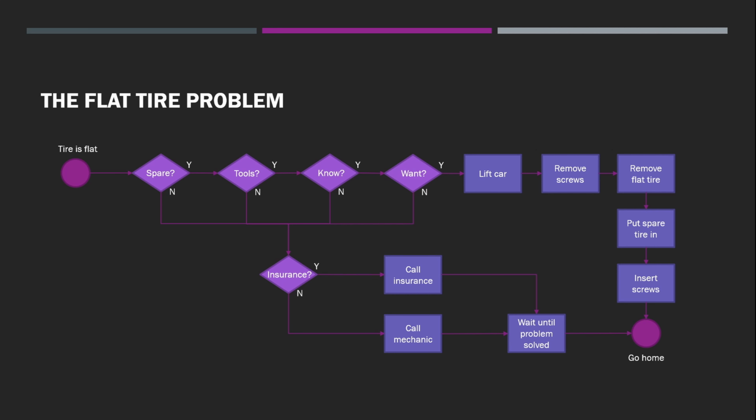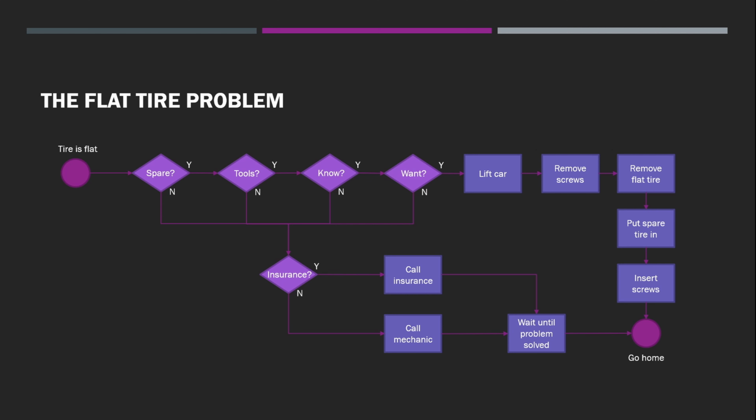So let's take a look at this solution. The fact is that the tire is flat. The first question I'm asking myself is, do I have a spare tire? Assuming I do have a spare tire, do I have the tools to change it? If I do, do I know how to change a tire? Again, if I do, do I want to change it myself?